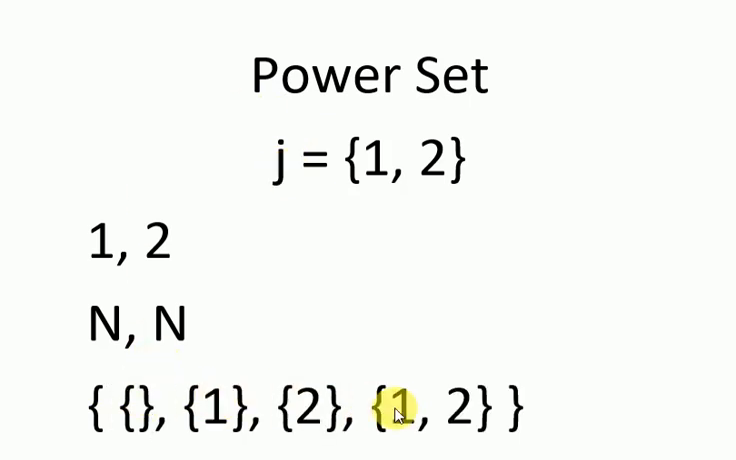1, 2, 3, 4. And it can also be written as 2 to the power of the number of elements in the set J. So, if J has 2 elements, it's 2 to the power of 2, which is 4. 1, 2, 3, 4.